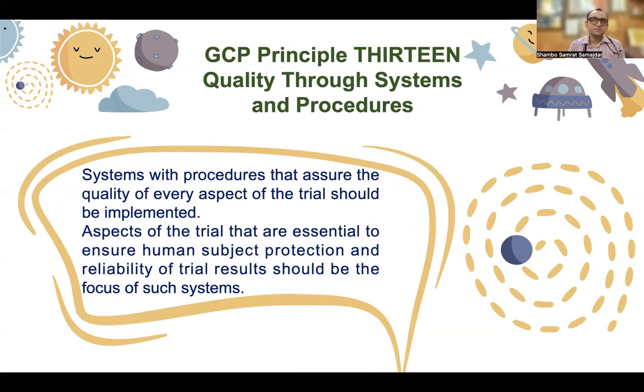And principle number 13, the final principle, tells us about quality through systems and procedures. So quality assurance: systems with procedures that assure the quality of every aspect of the trial should be implemented. Aspects of the trial that are essential to ensure human subject protection and reliability of the trial results should be the focus of this quality assessment or assurance system.